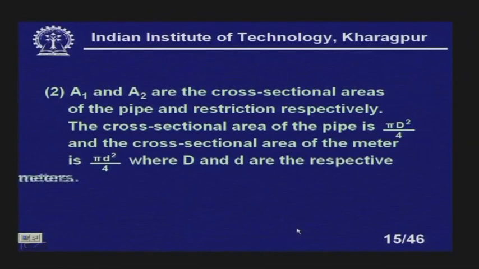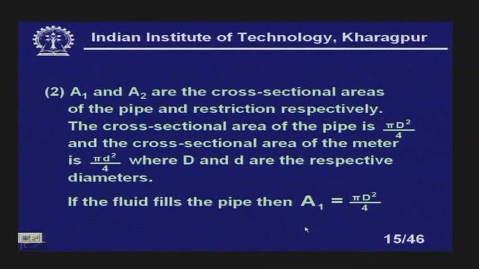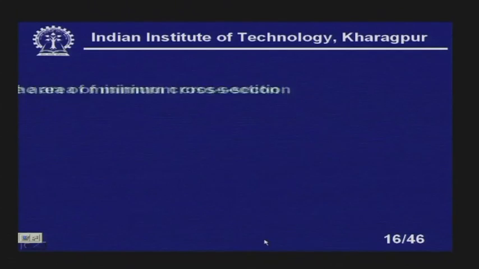Number 2: A1 and A2 are the cross sectional areas of the pipe and the restriction respectively. The cross sectional area of the pipe is pi d square by 4 obviously, and the cross sectional area of the meter, orifice meter or venturi meter, is also pi d square by 4, where capital D and small d are the respective diameters, that means the internal pipe diameter, and the diameter of the orifice or the throat diameter of the venturi. If the fluid fills the pipe, then A1 equals pi d square by 4.